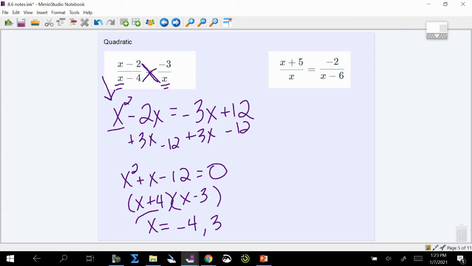So when you enter these on Delta Math, expect that there will be more than one answer and make sure you enter each of them. You're going to put one answer in, then you're going to hit the little plus sign and put another answer in. It doesn't matter which one you put in first.